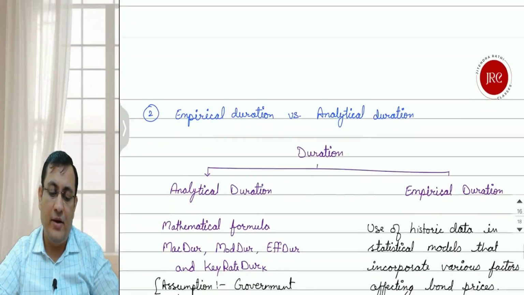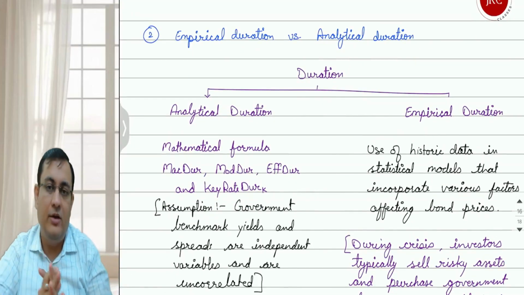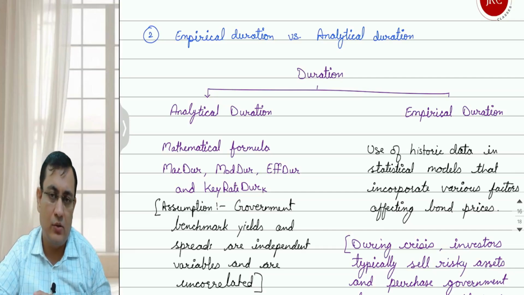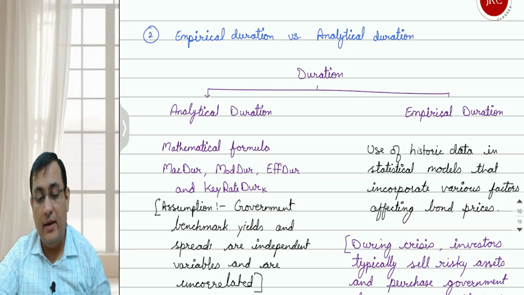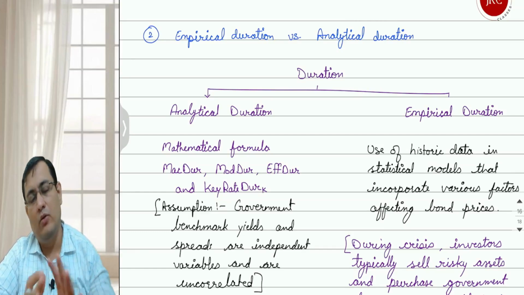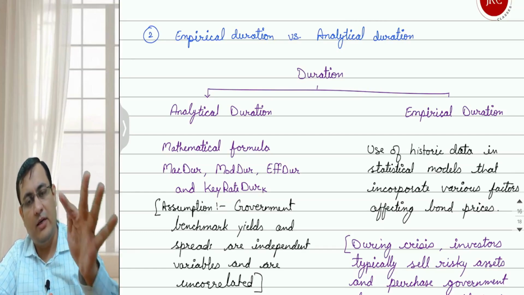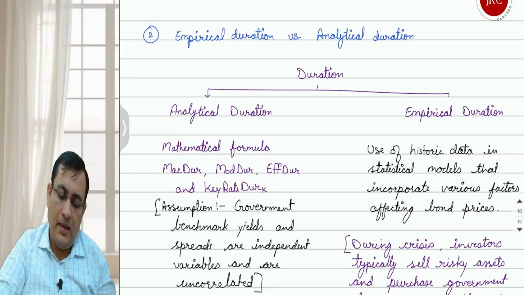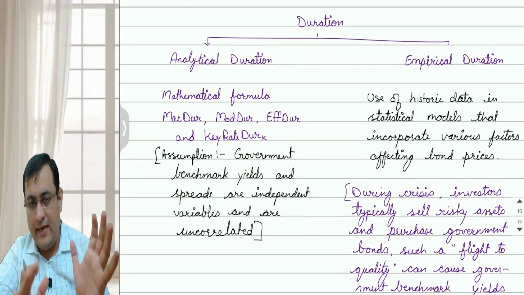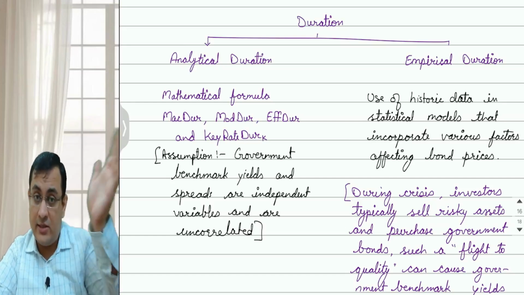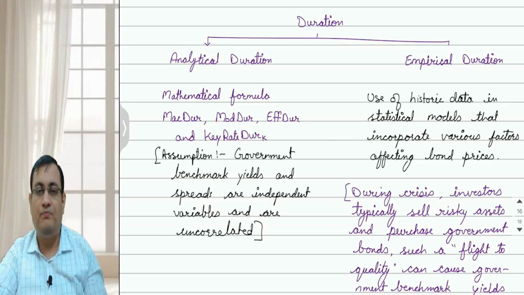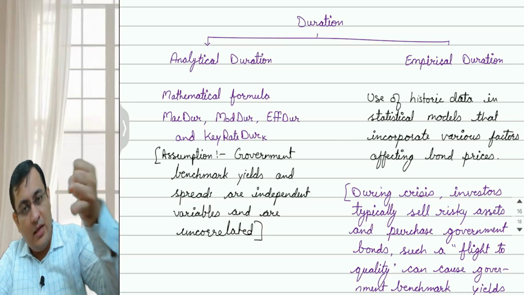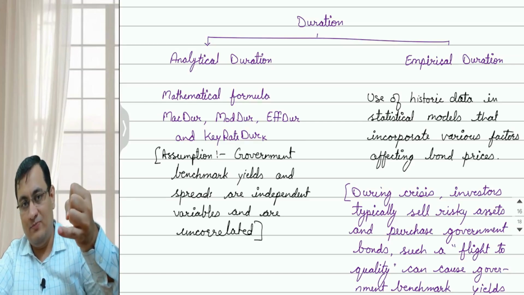Next part is empirical versus analytical duration. We only cover the difference, not the calculation, because we do not have a statistical model in our course. So what is the difference between analytical and empirical duration? Analytical duration includes everything we have done: Macaulay, modified, effective, and key rate. The major difference is that analytical duration includes mathematical formulas and assumptions, and a third limitation still stays with key rate duration. Yield duration has 3 limitations, curve duration has 2 limitations, and key rate duration still has 1 limitation.